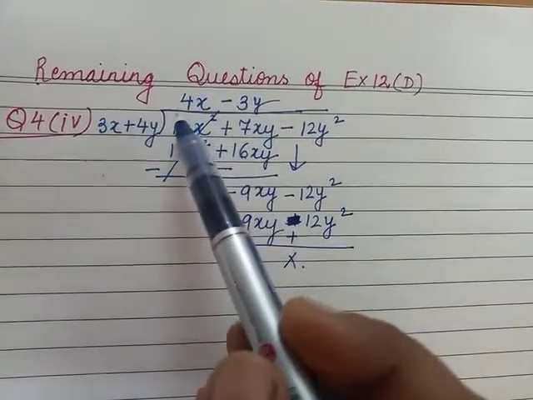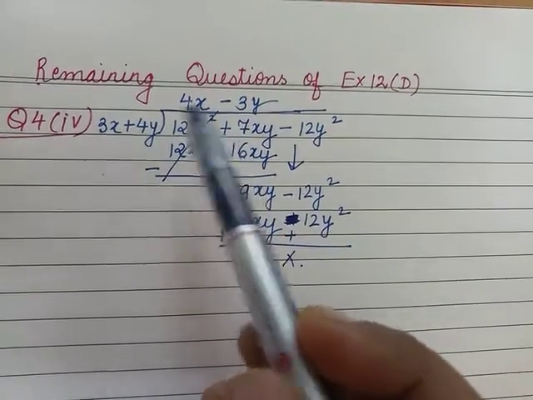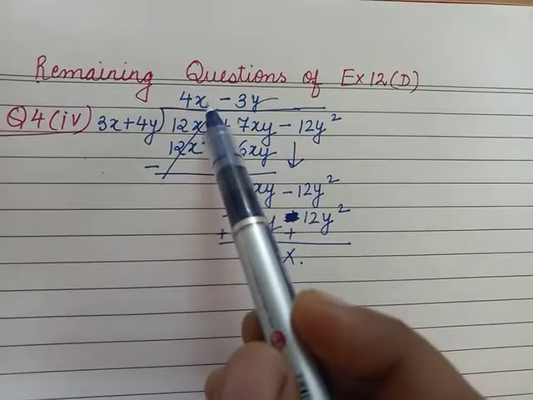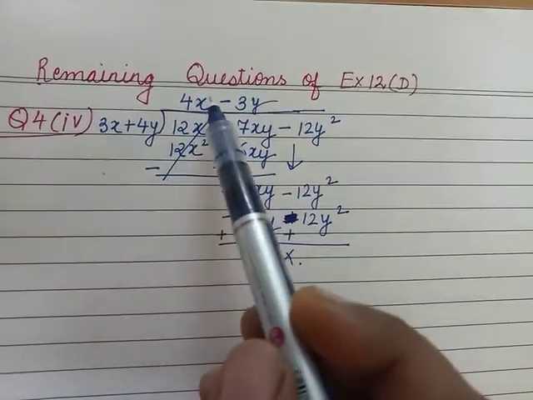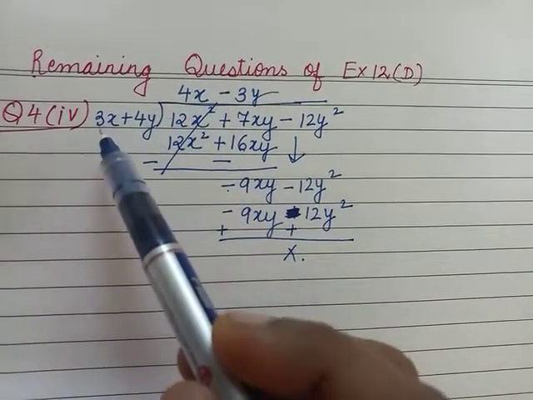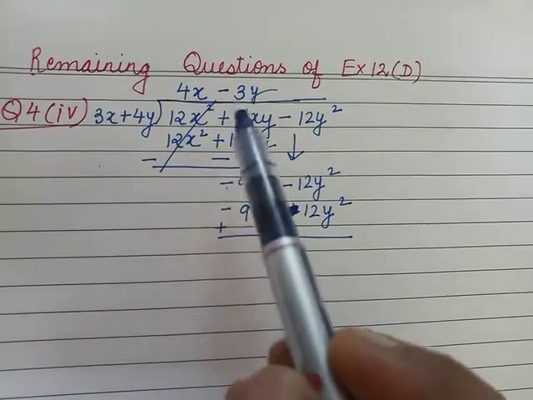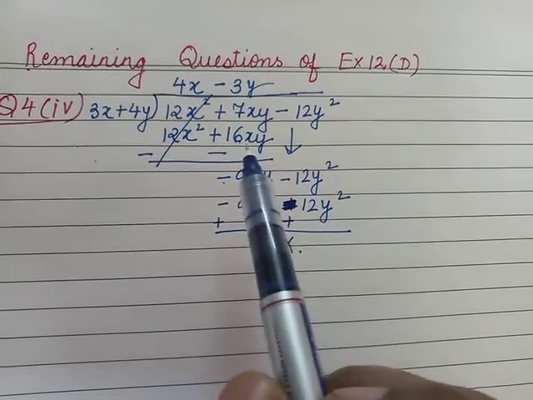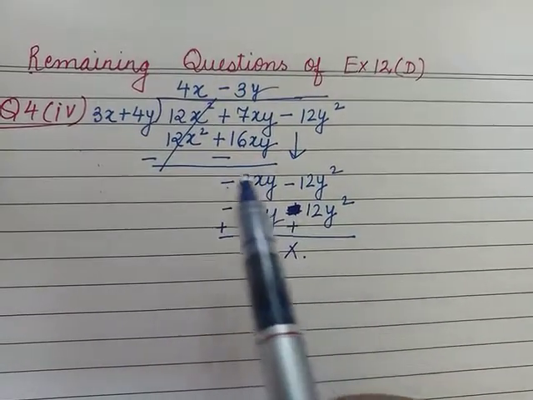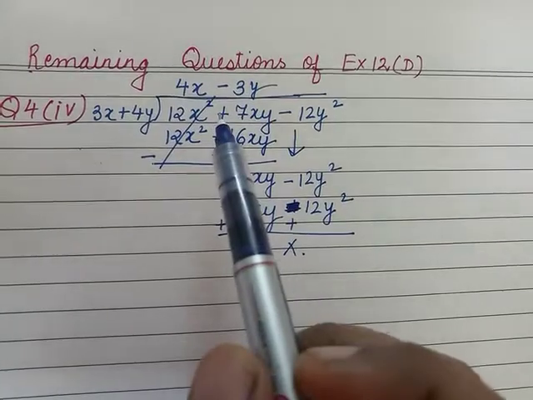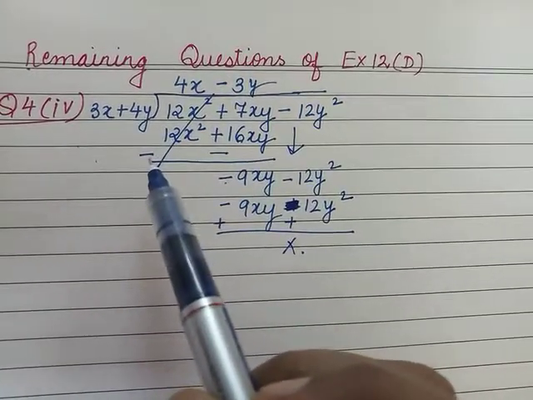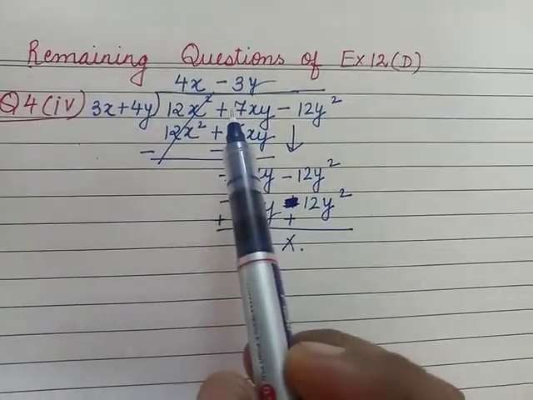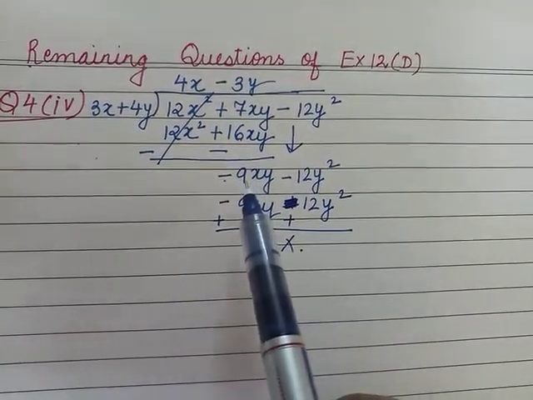Firstly, we are going to eliminate the 12x square. So what should we multiply to 3x to get 12x square? That is plus 4x. So we multiply plus 4x with 3x, that will give you 12x square. When you multiply this 4x with 4y, that will give you 16xy. Now we subtract these two. After subtracting, the x square term gets cancelled, and here we are left with minus 16 and plus 7xy, which will give you minus 9xy.